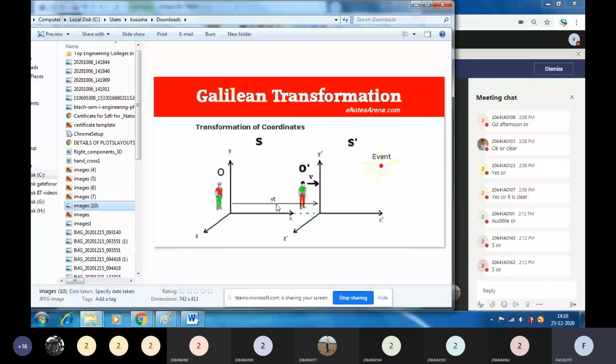Now what happens to the distance? Distance equals velocity into time. So this particular second frame has moved with some constant velocity v for a particular time t. Then the distance of separation between these two is nothing but the product of these two. You multiply the velocity and time, you will get the distance of separation between these two frames. Now we will continue.